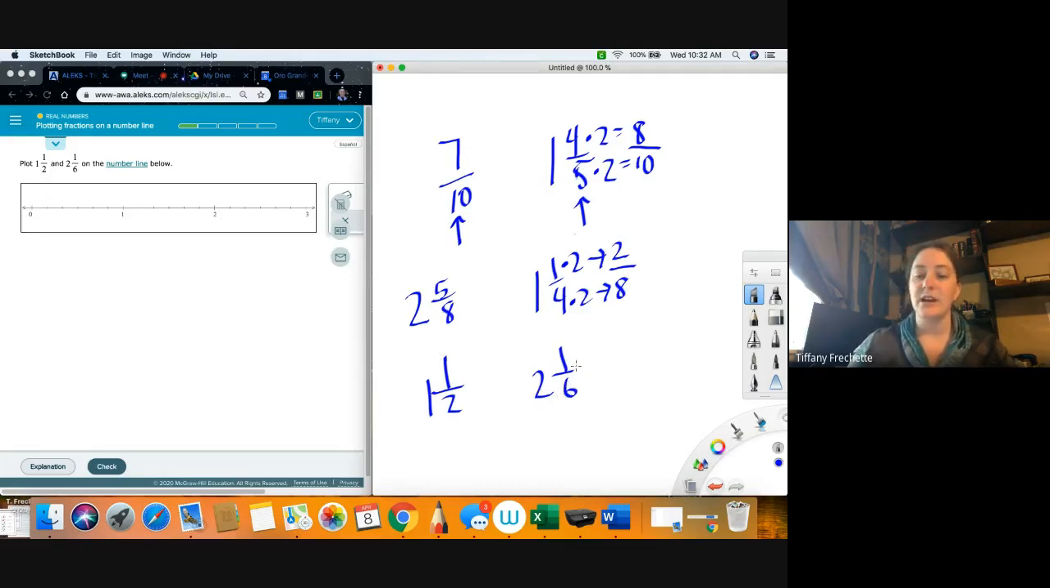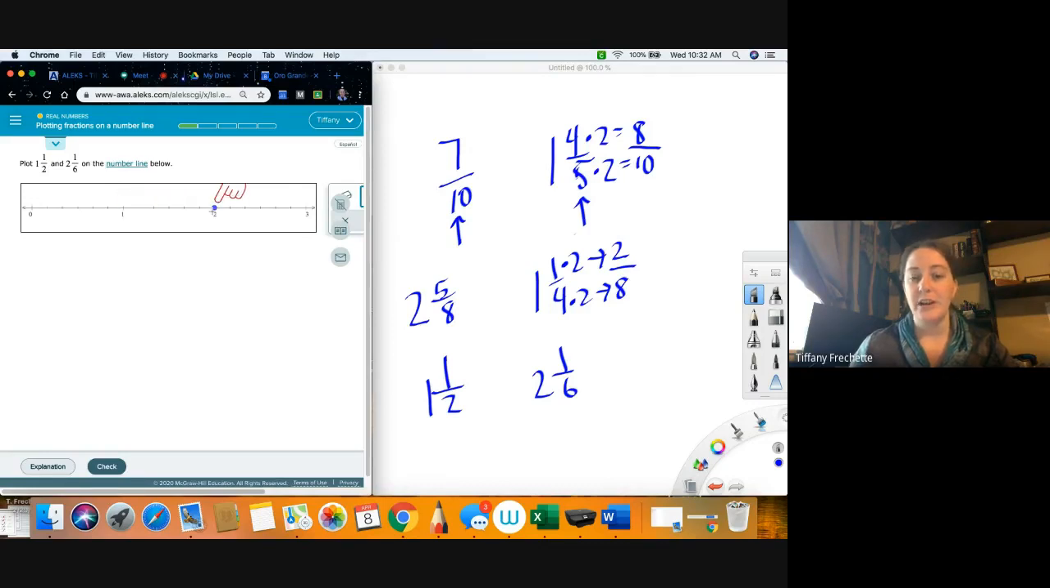All right, so let's go ahead and graph 2 1/6 because that one's easy. We already know that they're divided into 6. So we have 2. I went 1 and then 2. Remember, my whole number is 2. And then I have 1/6. So I only want to go over one tick mark because that is 1/6. So I mark it.